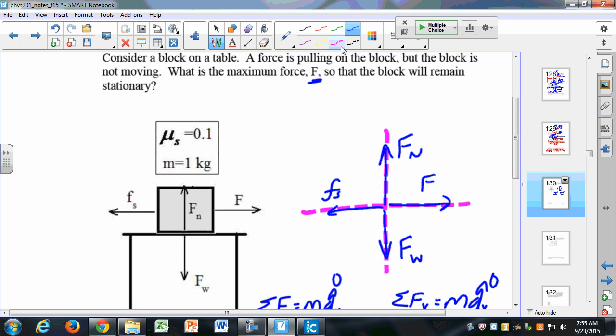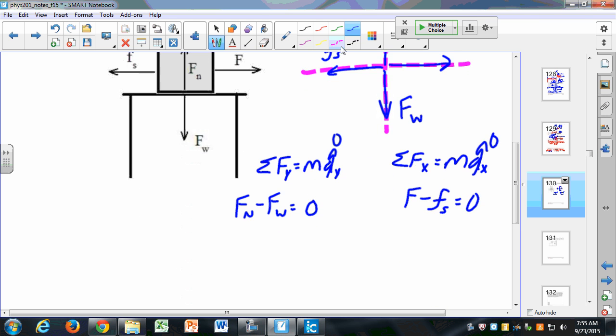I'm looking for the maximum force F. So I want to know what F is, but I know that F is equal to Fs from this. And so I need to find Fs, but I know that my Fs max is equal to mu s times my normal force. So I need to find my normal force in order to figure out Fs. And once I find Fs, then I know what F is.